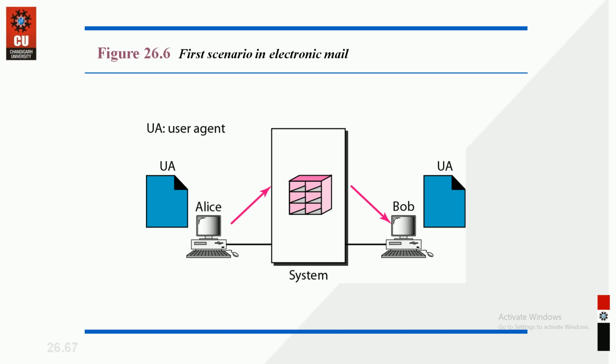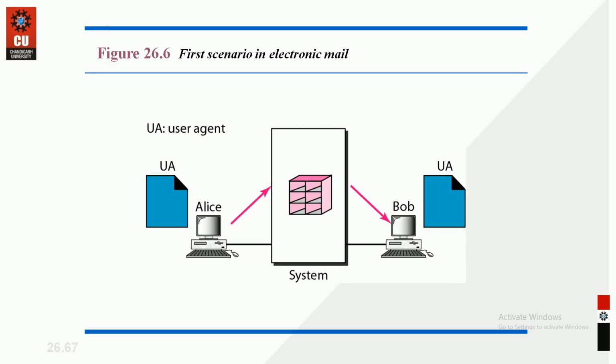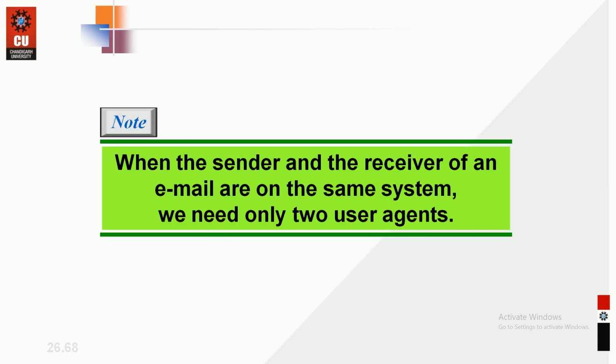Now let's say Alice and Bob are using mail on the same system with two different usernames. Then we need only one user agent, right? Sorry, not one, two. When the sender and receiver of email are on the same system, we need two user agents, one for Alice and one for Bob, but both are working on the same system.